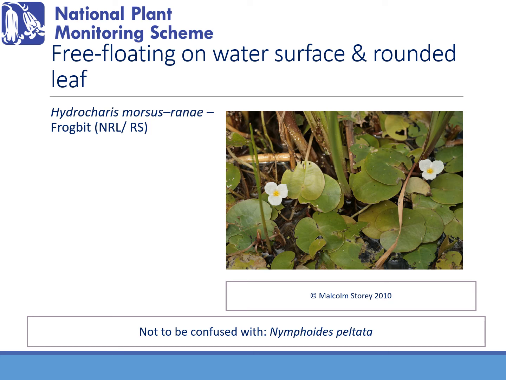The main thing, as I say, you might muddle this with are the water lilies, particularly fringed water lily, but the key characteristic here is the venation of the 2 little horseshoe shapes, the entire edge to the leaf, and also the fact that this species isn't rooted.